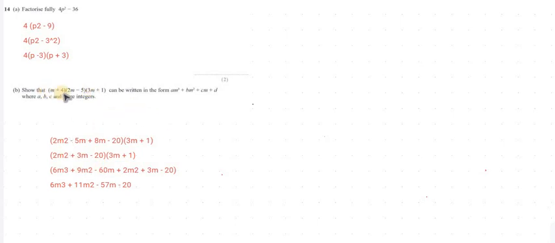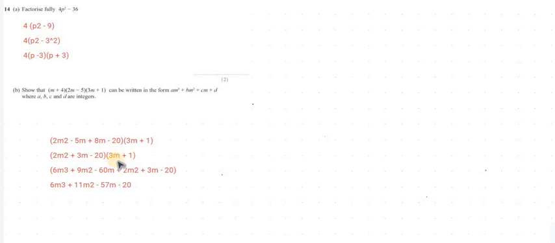So n times 2n is 2n squared, n times minus 5, that's minus 5n, plus 4 times 2n, 8n, plus 4 times minus 5, that's minus 20. And we have the 3n plus 1 to the side. So when we simplify that, we have 2n squared plus 3n minus 20.